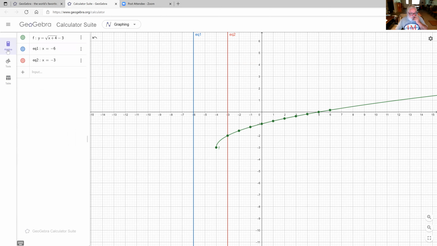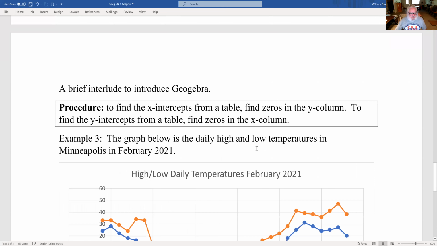And Geogebra is a very useful graphing program. I'll be using it a number of different times, and so you'll see it again. It's very similar to Desmos if you've ever used that. Okay, so we'll go back to our lecture notes. So that was Geogebra, and what we found is to find the x-intercepts from a table, find the zeros in the y column. To find the y-intercepts from the table, find the zeros in the x column.